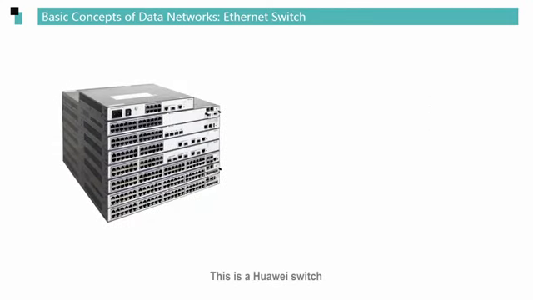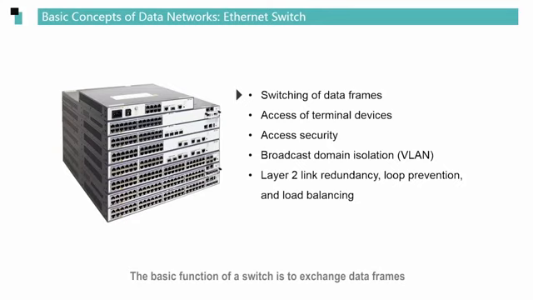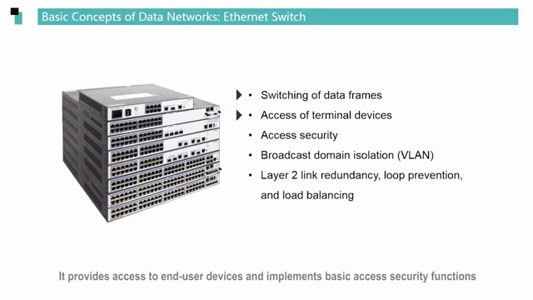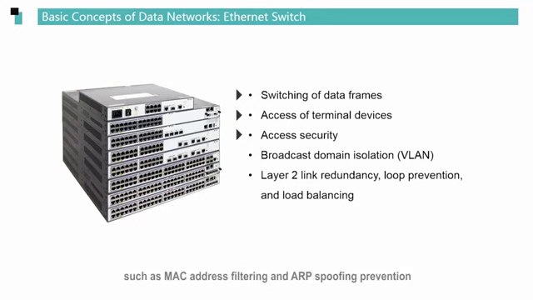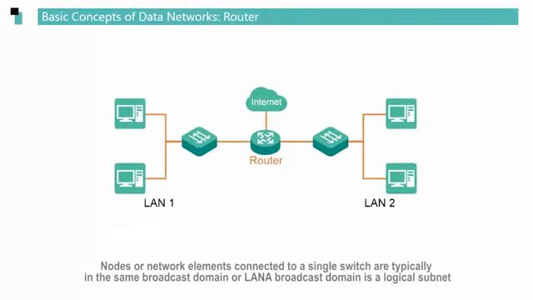This is a Huawei switch. The basic function of a switch is to exchange data frames. It provides access to end-user devices and implements basic access security functions, such as MAC address filtering and ARP spoofing prevention. It also provides broadcast domain isolation using VLANs, Layer 2 link redundancy, loop prevention, and load balancing. Nodes or network elements connected to a single switch are typically in the same broadcast domain or LAN. A broadcast domain is a logical subnet.